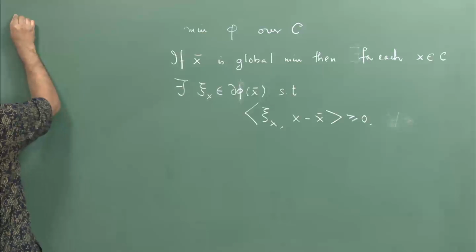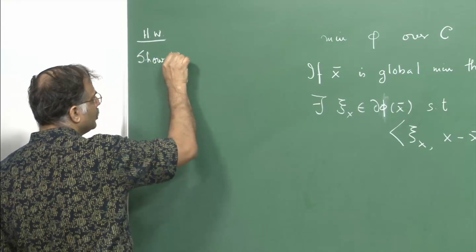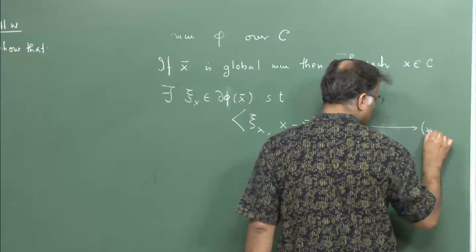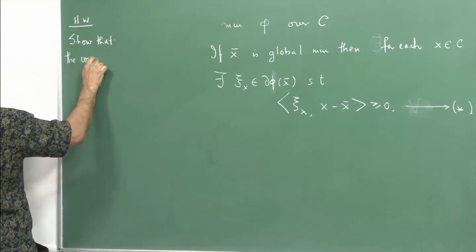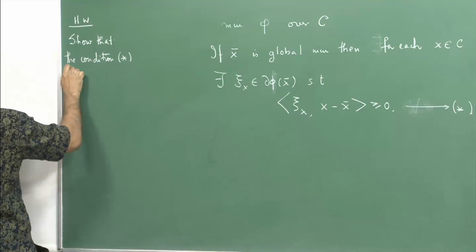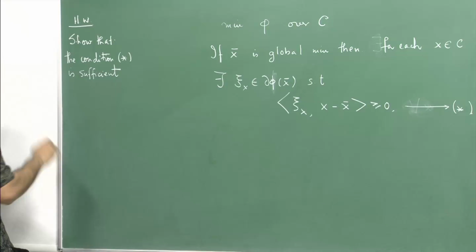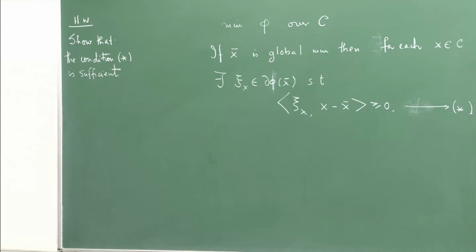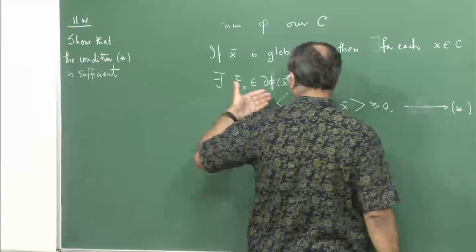So, as a homework, show that if I write down this as the condition star, the condition star is also sufficient. Agreed. Now, this does not look very interesting because at every x you need to change the xi.